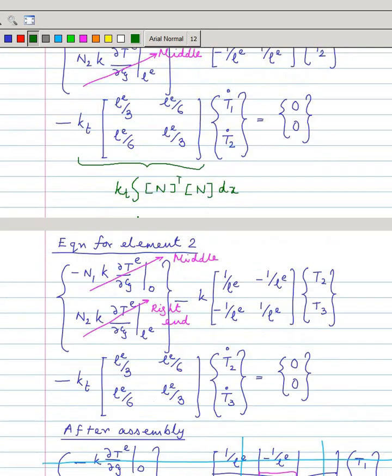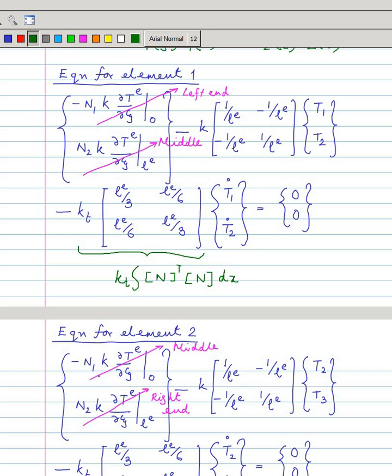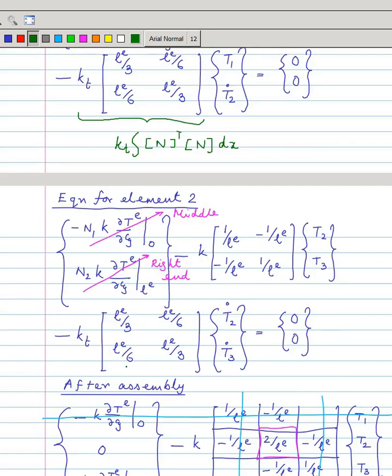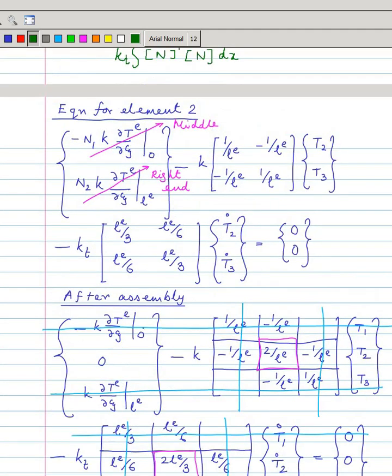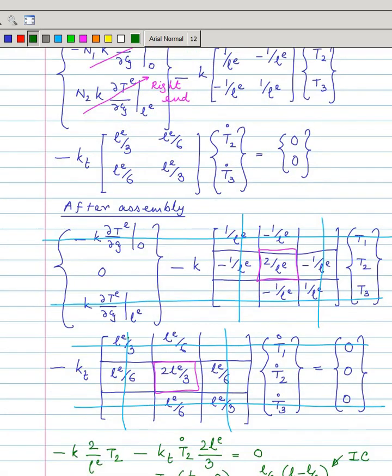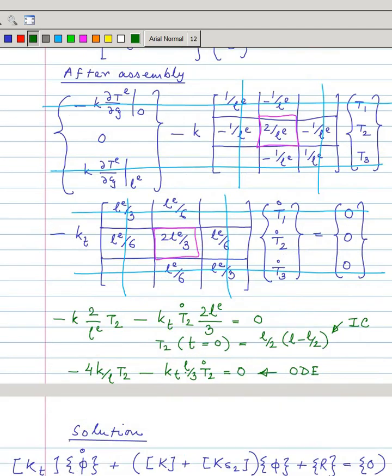Now while assembling, this middle end and this middle end get cancelled out. This middle end and this middle end get cancelled out. So this remains and this remains. So this is 0 and this is the assembly of the matrices. But since the boundary conditions are given as zeros, T1 and T3 are given as zeros. So the first row goes, and for this the first column goes, and for this first column goes. So you get this equation, the single equation in T2.